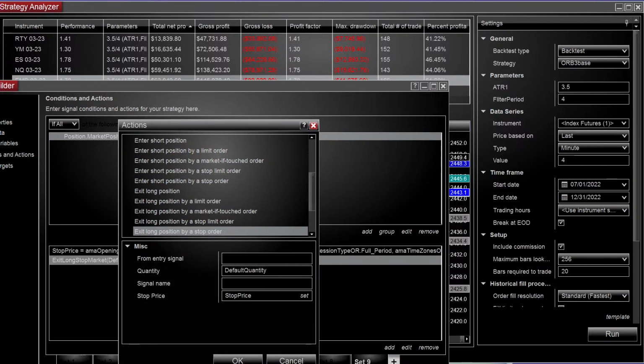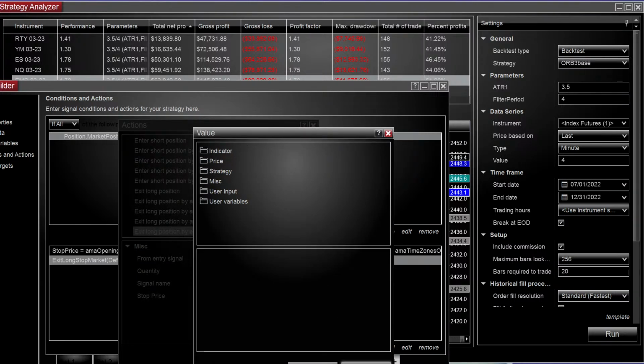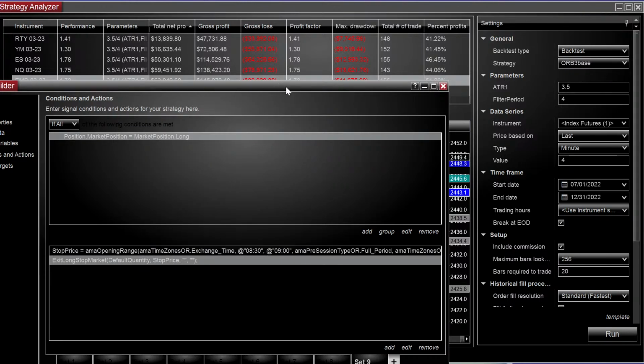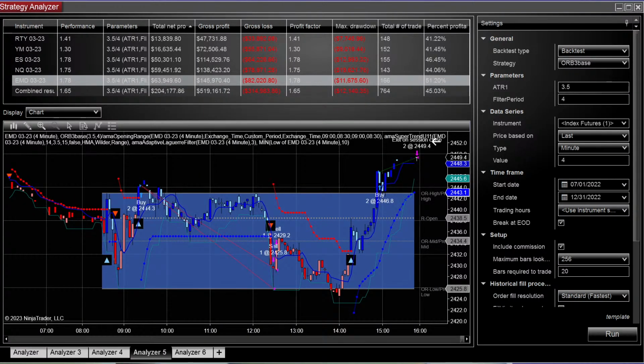I got a suggestion for you. What am I looking at? Oh, okay. So if you look at set stop loss versus set stop exit long stop market, if you use set stop loss at the point where you enter, it will stay active even if NinjaTrader crashes and you don't refresh it every bar.